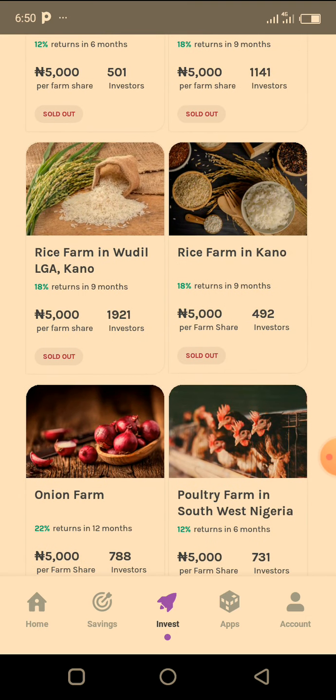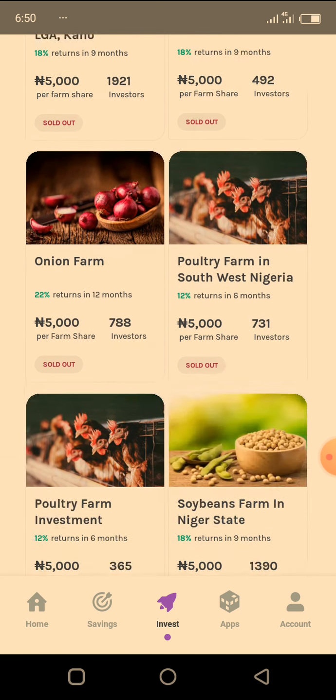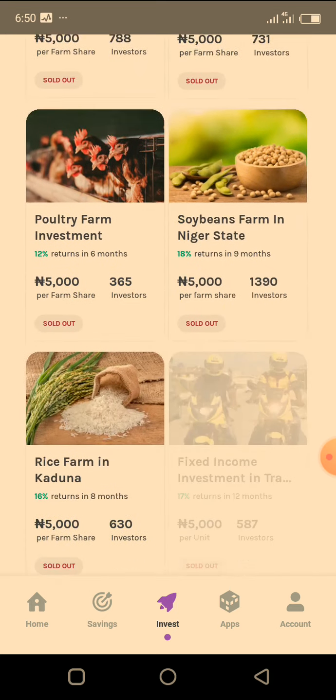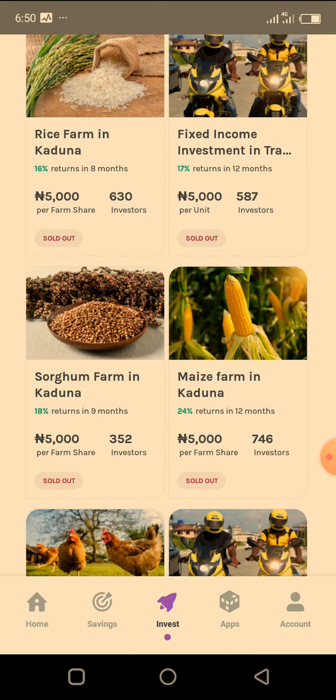So you see the number of investors in this one, 1,921 investors. You see different things, units, 5,000 per unit. So you choose. They make it simple so that even a normal person can really invest if he wants to. You cannot say you don't have money to invest. So that is it for now. Then we have apps.